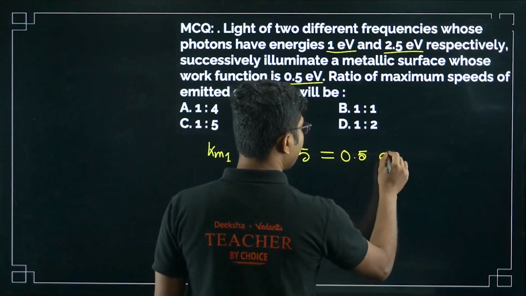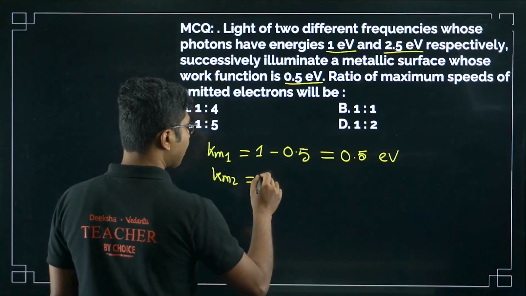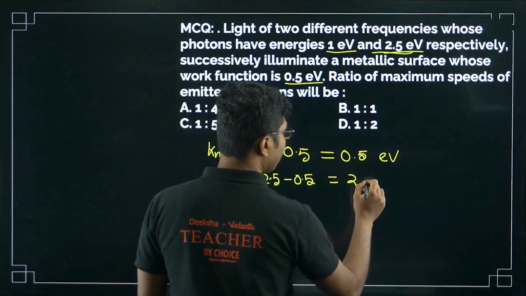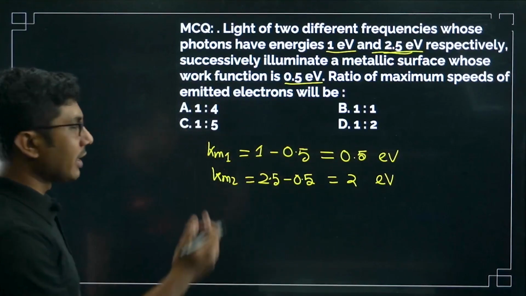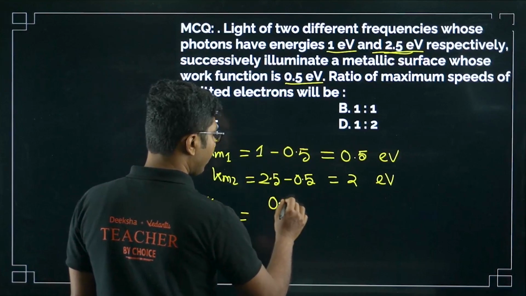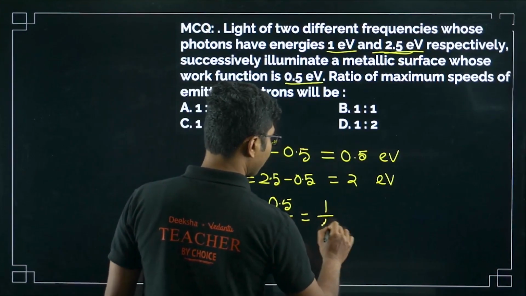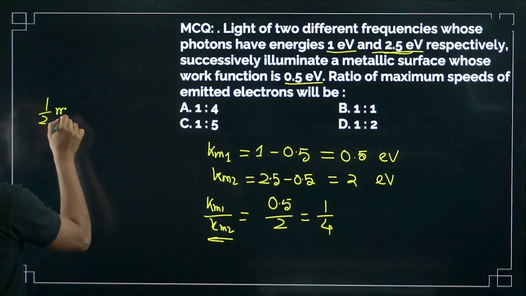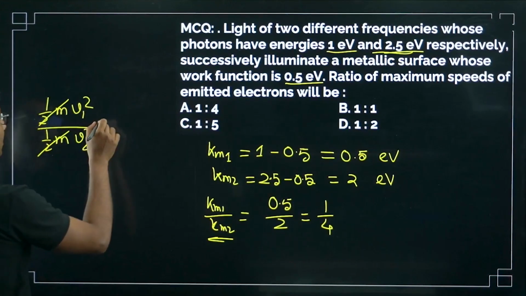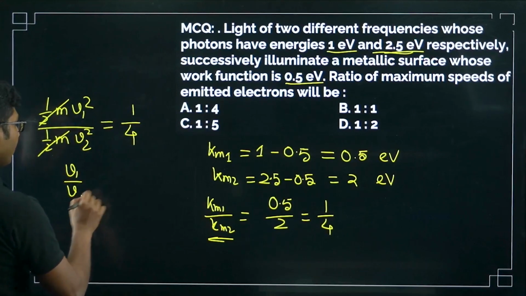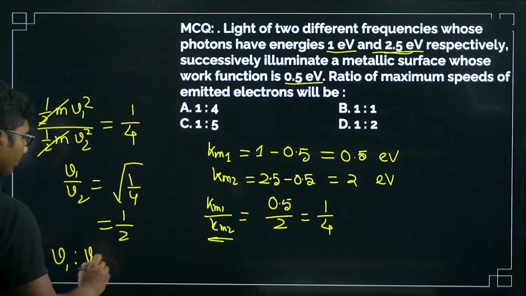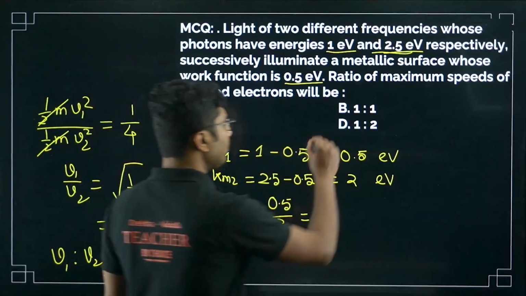So K1 max is 0.5 eV and K2 max, the maximum kinetic energy due to the second wave, is 2.5 minus 0.5, that is 2 eV. You have to remember the order, the same order you have to solve it. Now what is the ratio? K1 by K2 equals 0.5 by 2, that is 1 by 4. Now K is half m v squared, so half m v1 squared by half m v2 squared. Here m is the mass of electrons, so they are the same. So 1 by 4, or v1 by v2 equals the square root of 1 by 4, that is 1 by 2. So v1 is to v2 is 1 is to 2. So the ratio is 1 is to 2, not 1 is to 4.